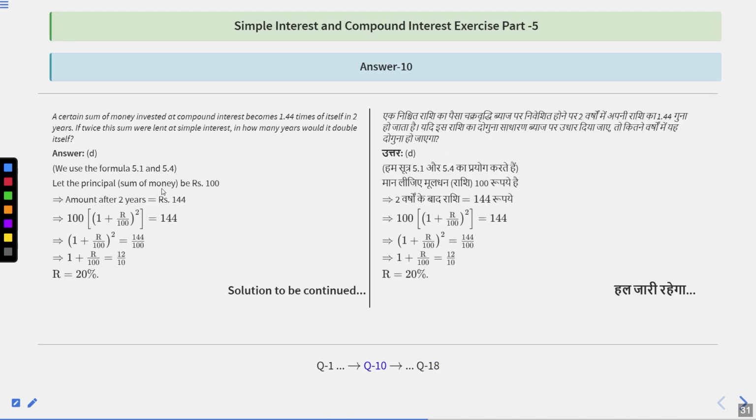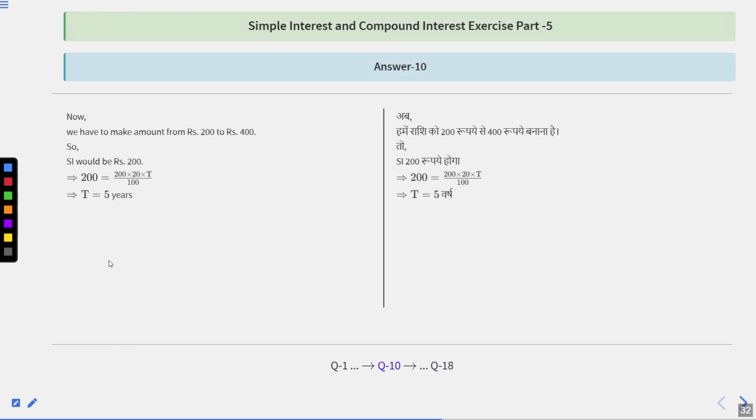Let the principal sum of money be rupees X. So the amount after 2 years becomes 144 according to the question. So 144 equals 100 into 1 plus R upon 100, whole squared. Clear? So we can calculate R, which is 20%. Clear? Solution to be continued.